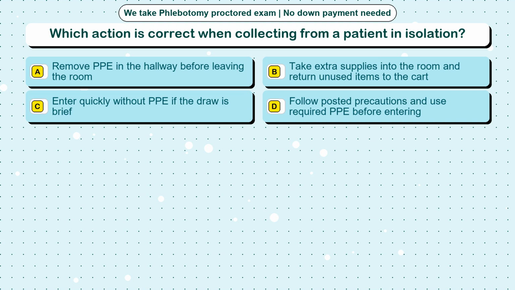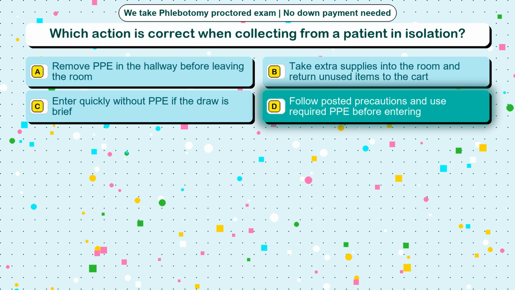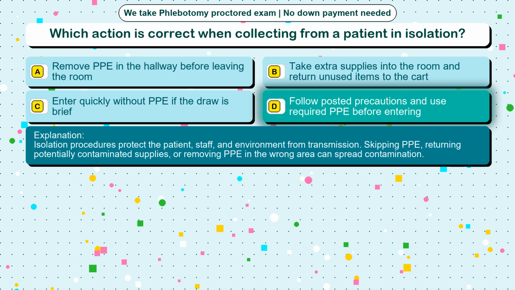Question 72. Which action is correct when collecting from a patient in isolation? Option A. Remove PPE in the hallway before leaving the room. Option B. Take extra supplies into the room and return unused items to the cart. Option C. Enter quickly without PPE if the draw is brief. Option D. Follow posted precautions and use required PPE before entering. The correct answer is option D. Follow posted precautions and use required PPE before entering. Isolation procedures protect the patient, staff, and environment from transmission. Skipping PPE, returning potentially contaminated supplies, or removing PPE in the wrong area can spread contamination.